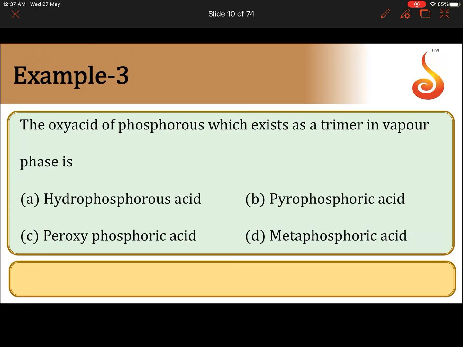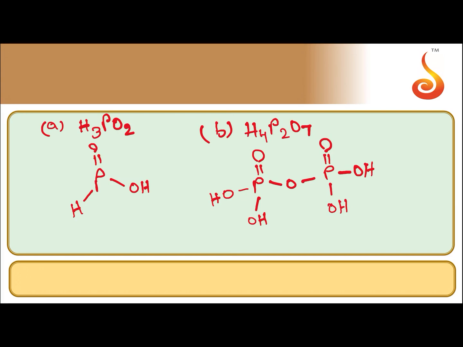Before going to the answer, I am first explaining the structures of these four acids. The first one, option A, has the formula H3PO2, and that is the structure of that acid. Option B, pyrophosphoric acid, is H4P2O7. You can see the structure here.